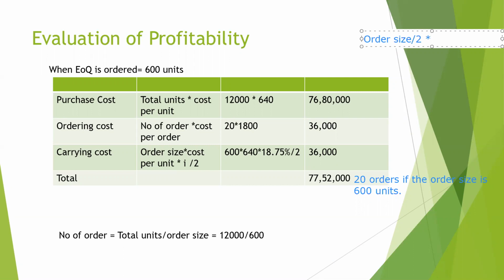into the cost per unit into the percentage. This cost per unit into percentage is nothing but carrying cost per unit, which we have derived in the earlier question itself. By this formula, we'll get the total carrying cost as 36,000 rupees, giving us a total cost of 76,52,000 rupees if we place 20 orders of 600 units each. Now we have to decide whether we should avail the quantity discount.